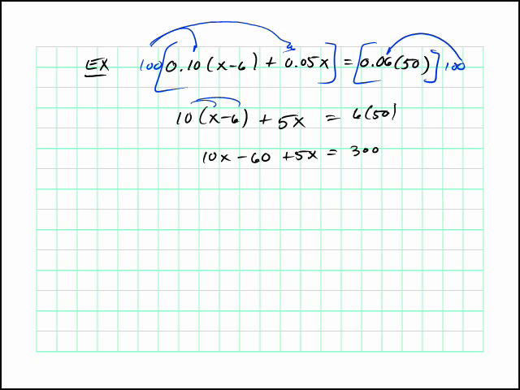Combine our like terms, 10x plus 5x. 15x minus 60 equals 300. Add 60 to both sides. 15x equals 360. And finally, divide both sides by 15. And we end up with x equals 360 divided by 15.